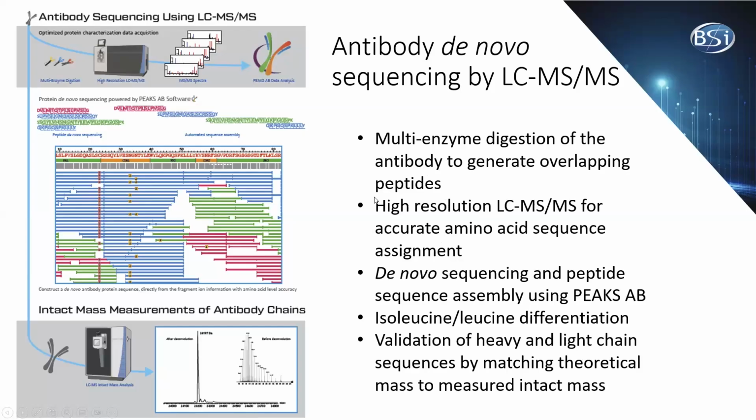And then once we have the raw data off the instrument, we'll perform de novo sequencing and peptide sequence assembly using PeaksAB. Within PeaksAB, we also do isoleucine-leucine differentiation. And the last step is validating that we have the correct heavy and light chain sequence by matching to the theoretical mass of the intact mass of each protein.